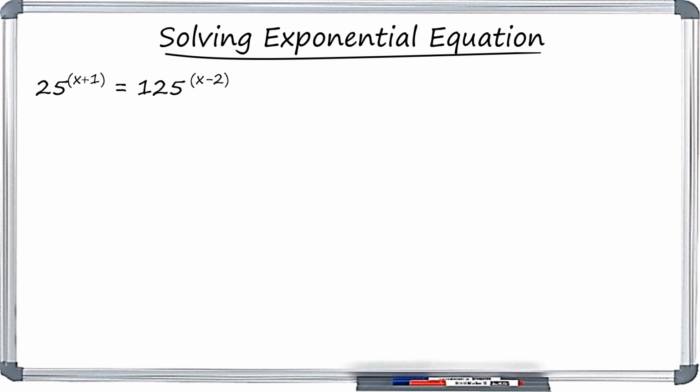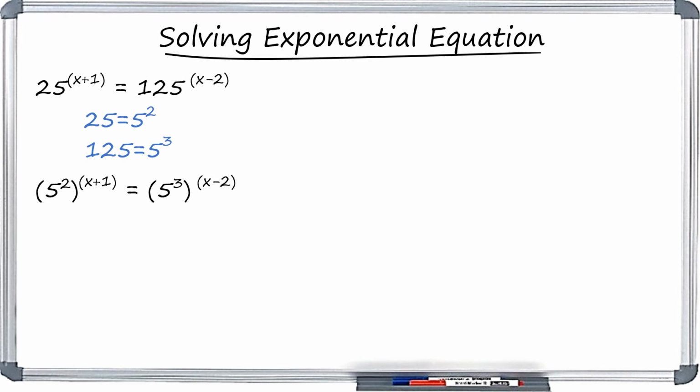We know that 25 is equal to 5 squared, and 125 is equal to 5 cubed. So let us use that in our equation. We have 5 squared raised to x plus 1 is equal to 5 cubed raised to x minus 2. Using properties of exponents, we know that an exponent raised to another exponent is just equal to their product. So we do that here.